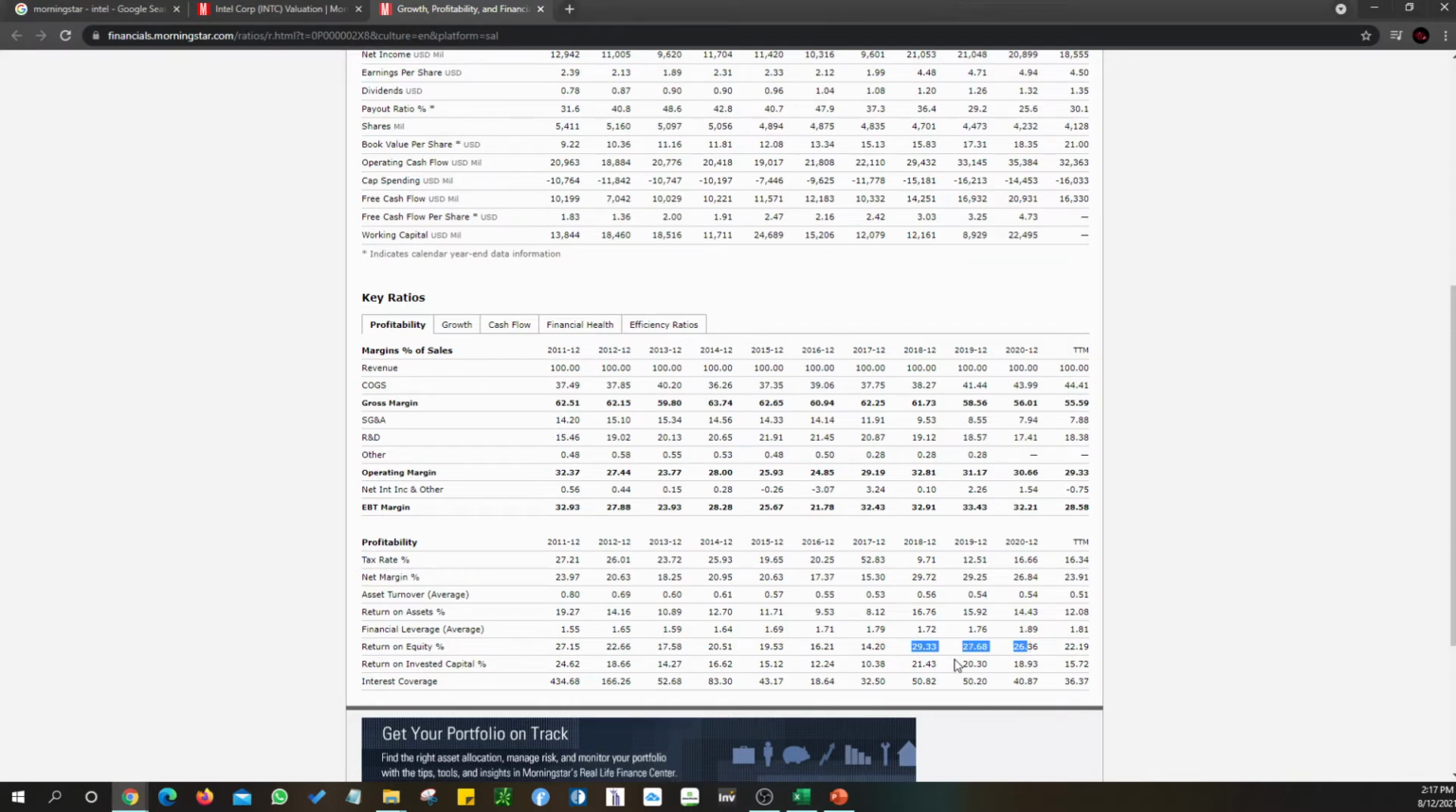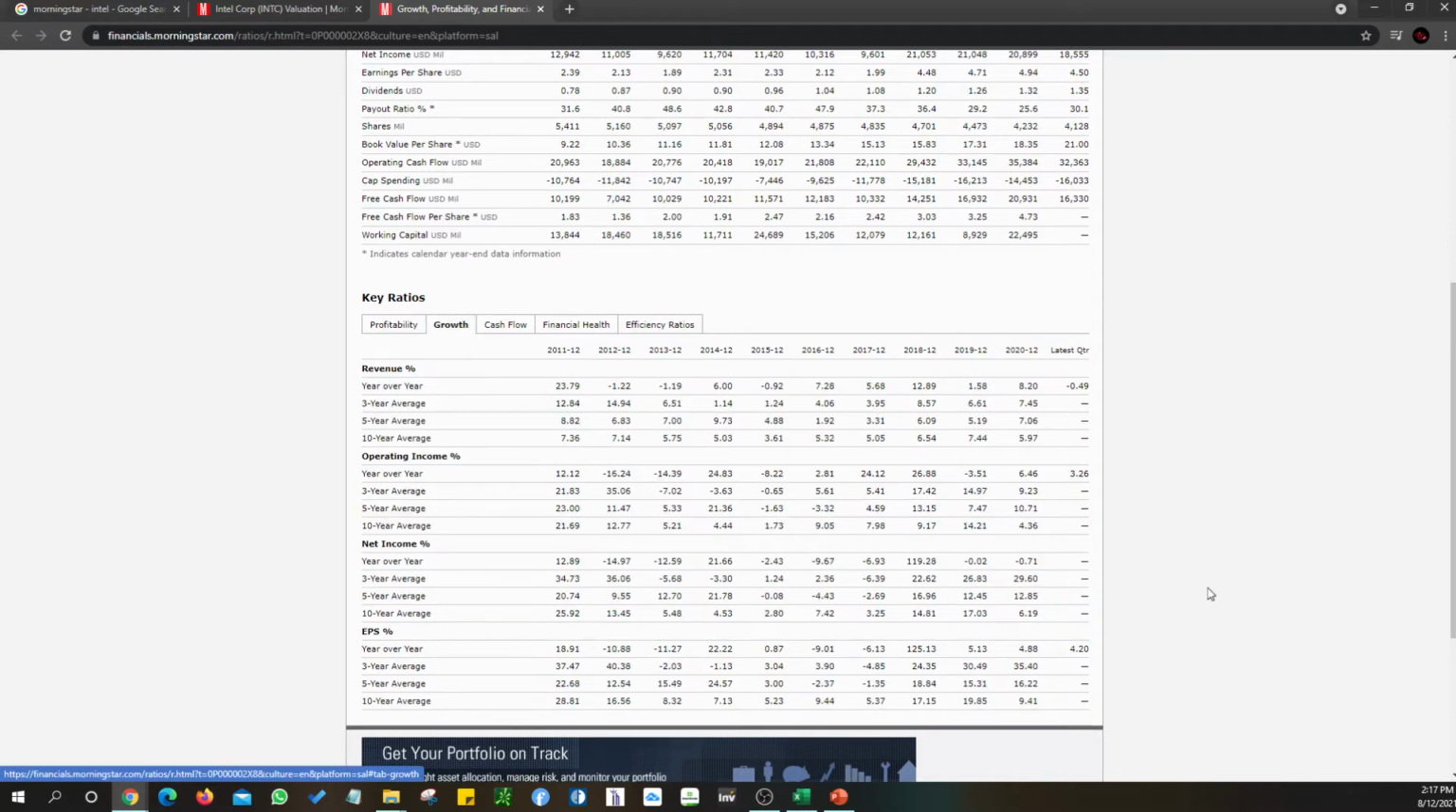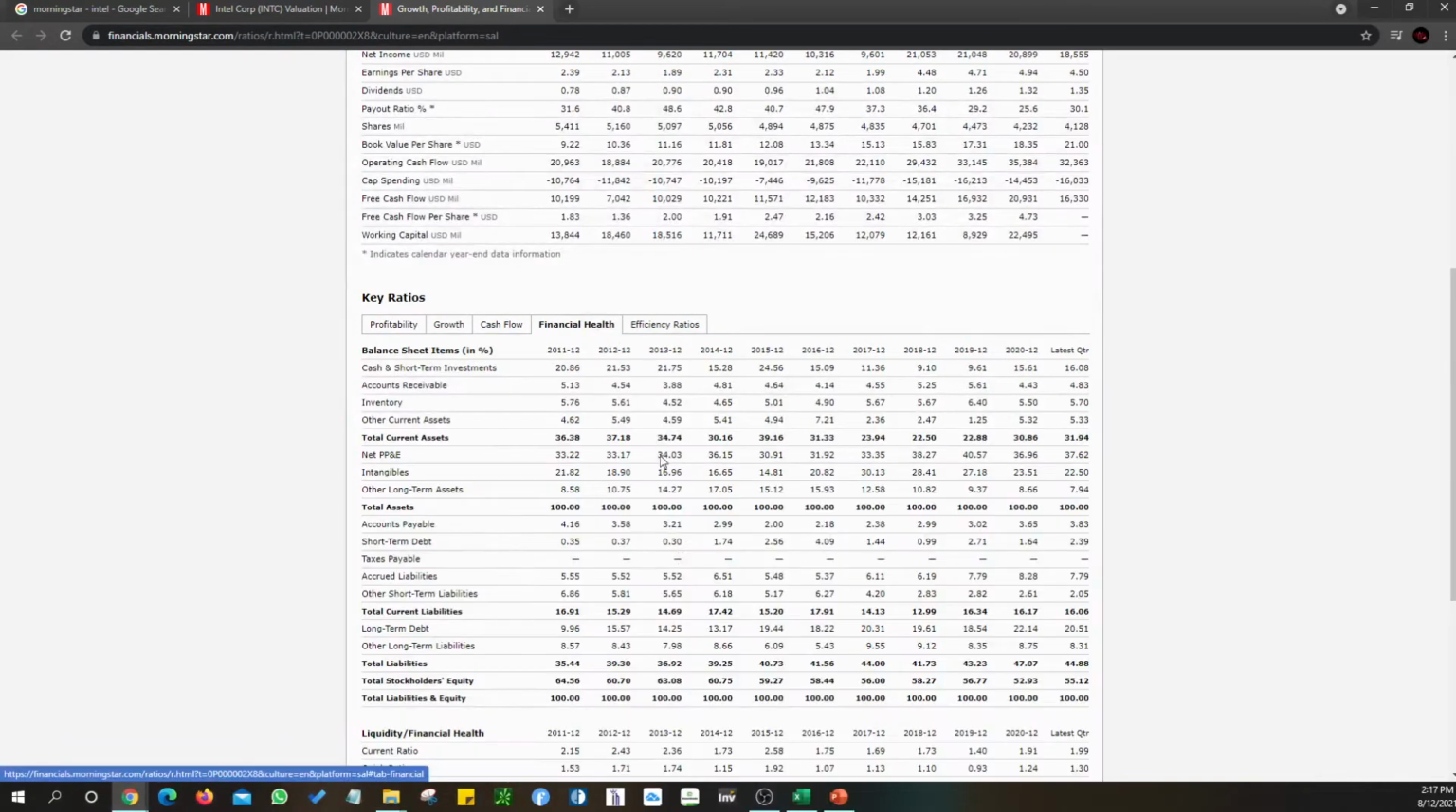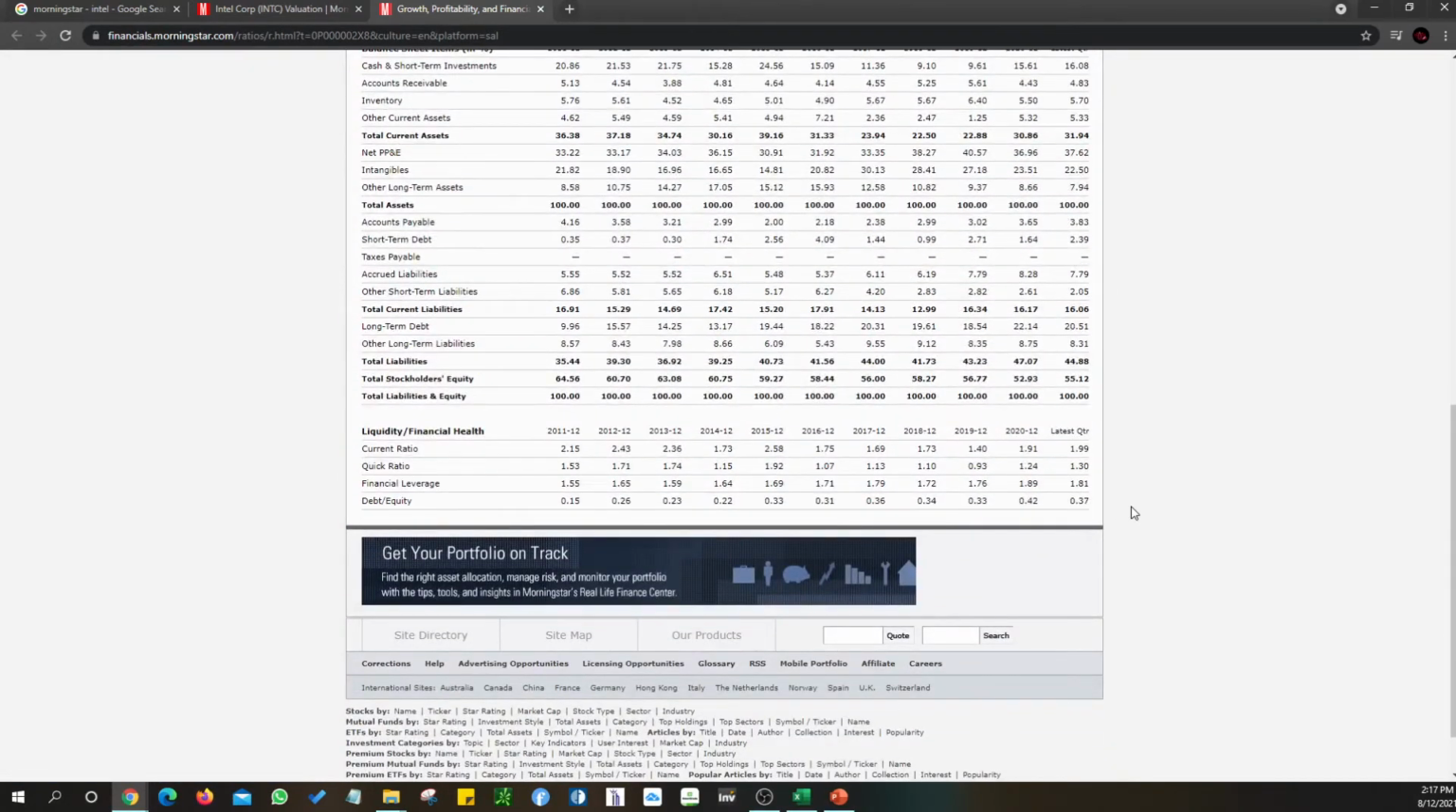However, it's okay. Trailing 12 months is 22, it's still not too far a difference. Okay, good. Let's look at their growth. Yeah, they're growing. They have a growth value. All right, and then let's look at their financial health. What's their debt doing? Their debt is still low.